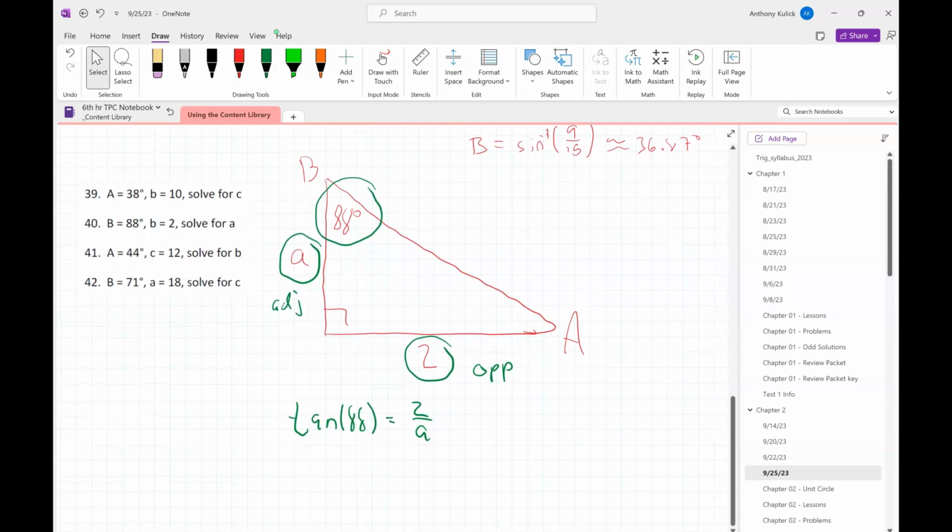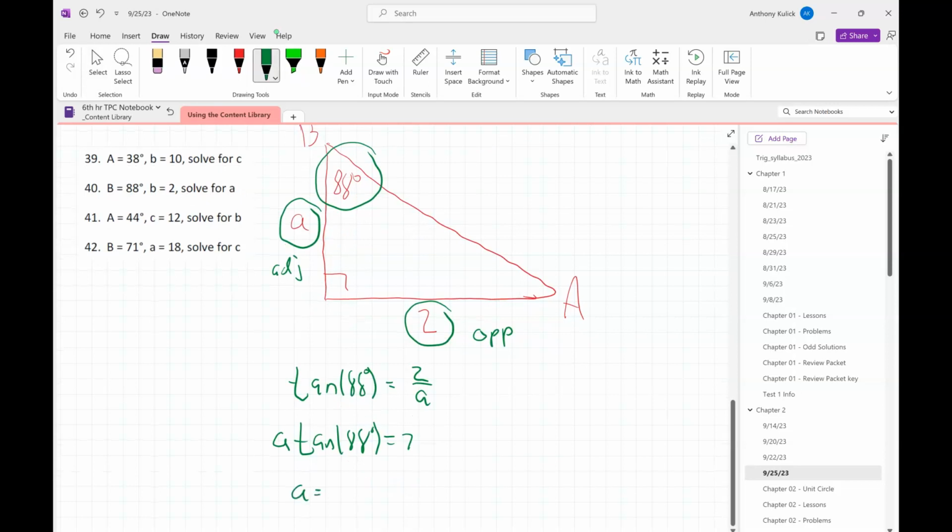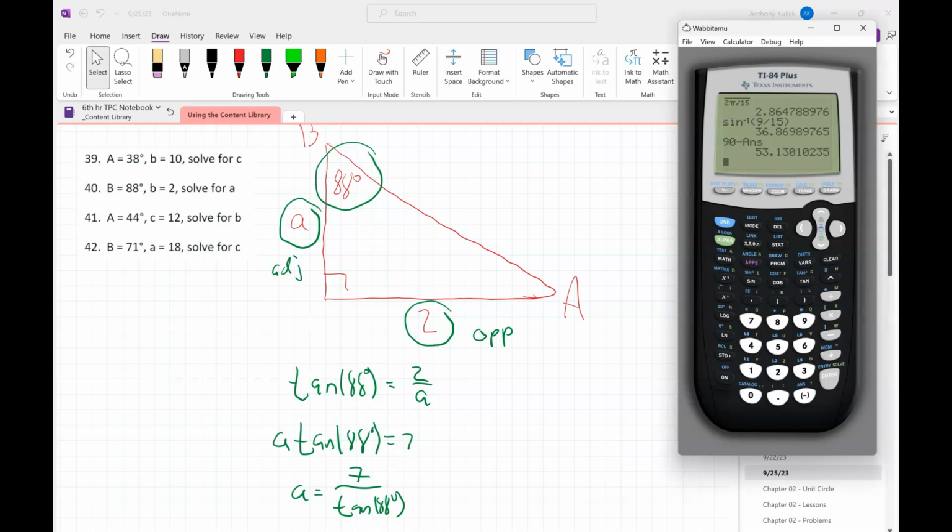Now to solve for side A, I'm going to multiply both sides by A to get it out of the denominator. And then divide both sides by tan 88 to get the A by itself. And then it's calculator time. So when I do that, I get about 0.24.